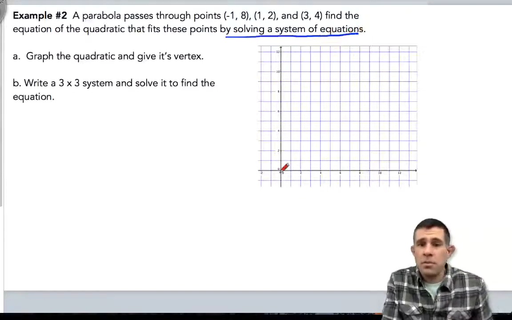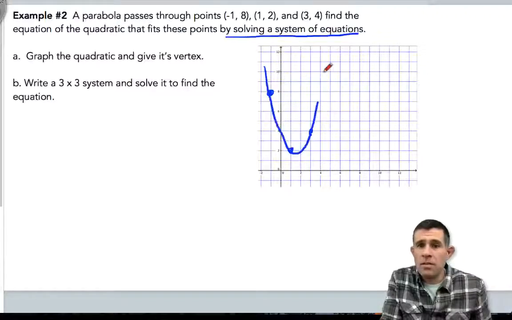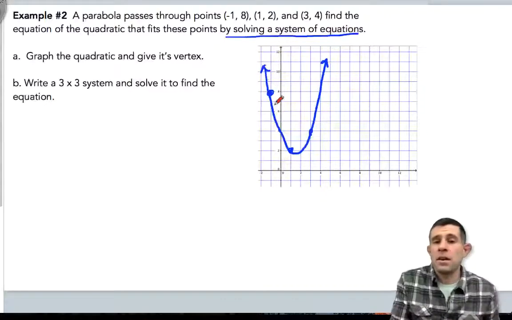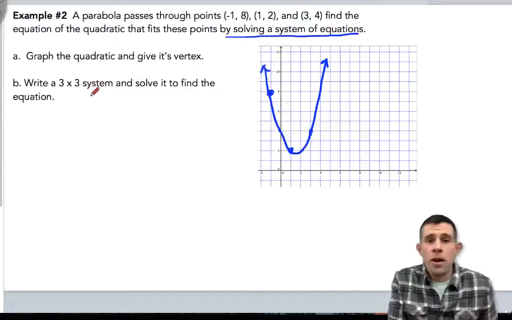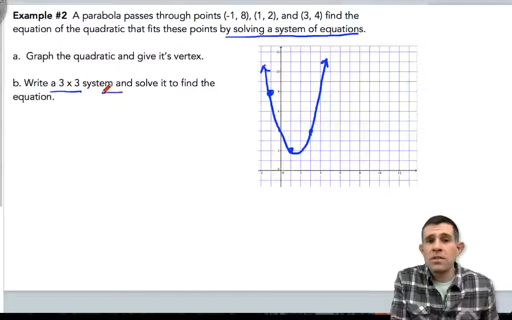So let's go ahead and plot these points. You got -1 over and 8 up, 1 over and 2 up, and then finally 3 over and 4 up. So it looks like our parabola does something like this, and we want to come up with the equation for that parabola. Okay, so it says to write a 3x3 system and solve it.